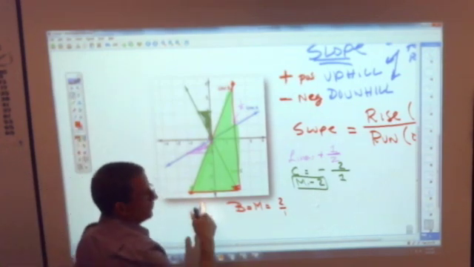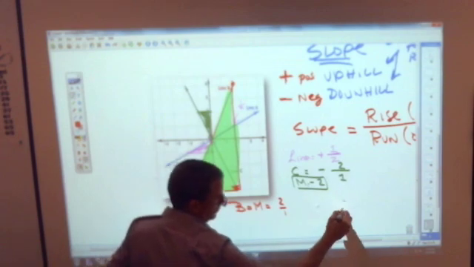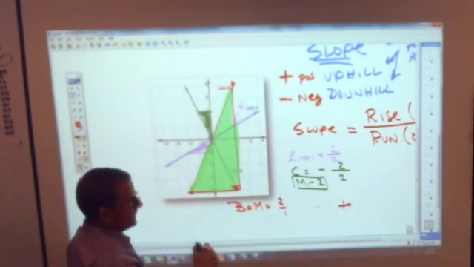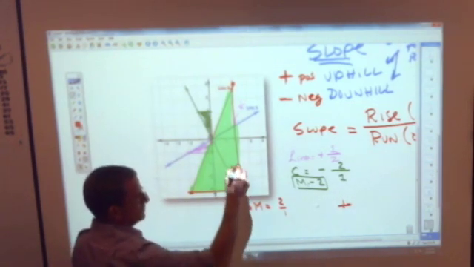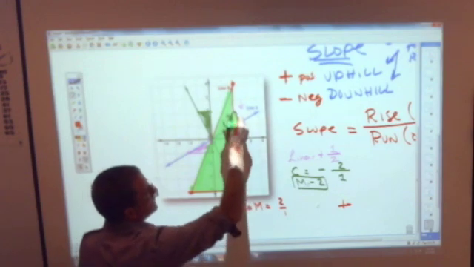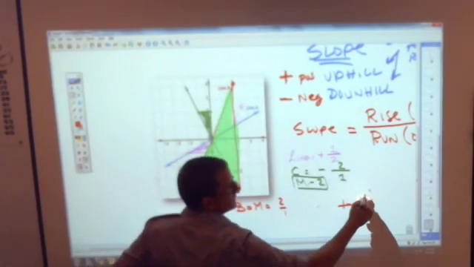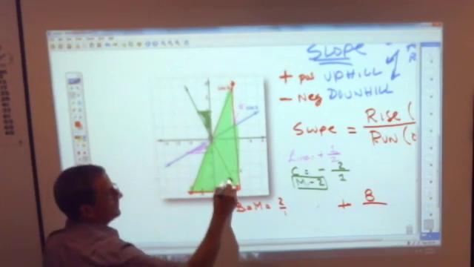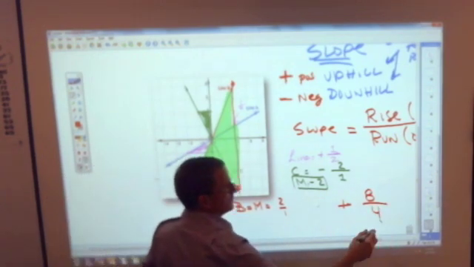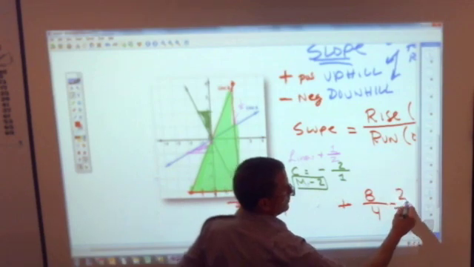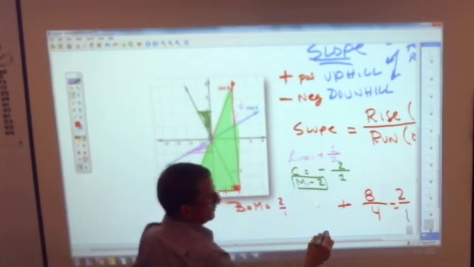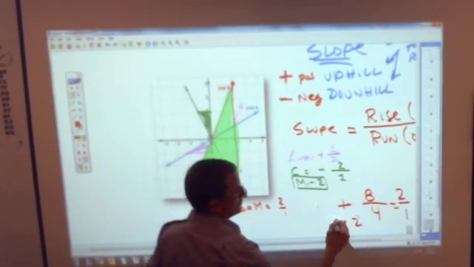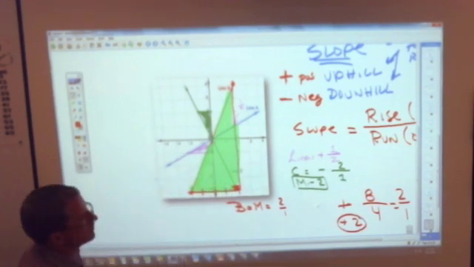All right, first of all, it's going uphill, so it's going to be positive slope. How high is my triangle? 1, 2, 3, 4, 5, 6, 7, 8. It's 8 high. How wide is it? 1, 2, 3, 4. If you reduce it, what do you end up with? 2 over 1. So I agree. It's a positive 2 slope.